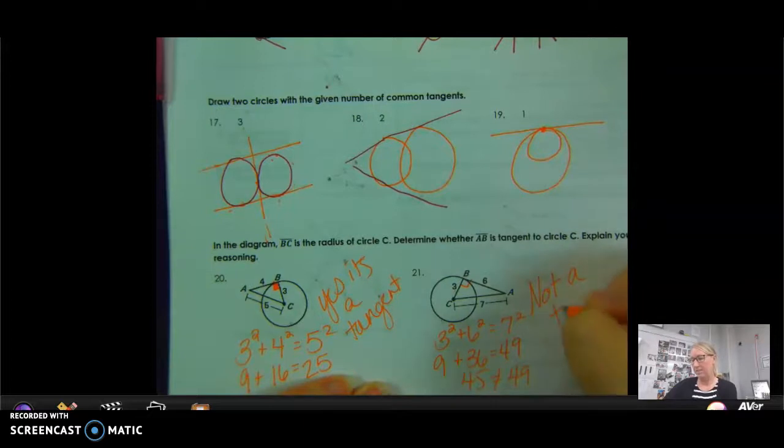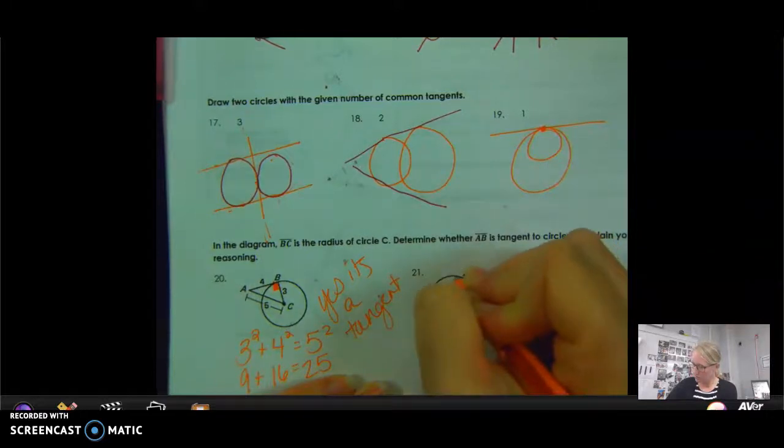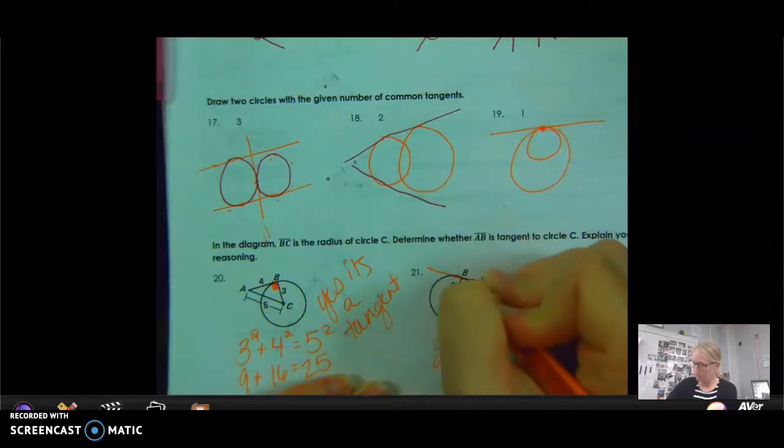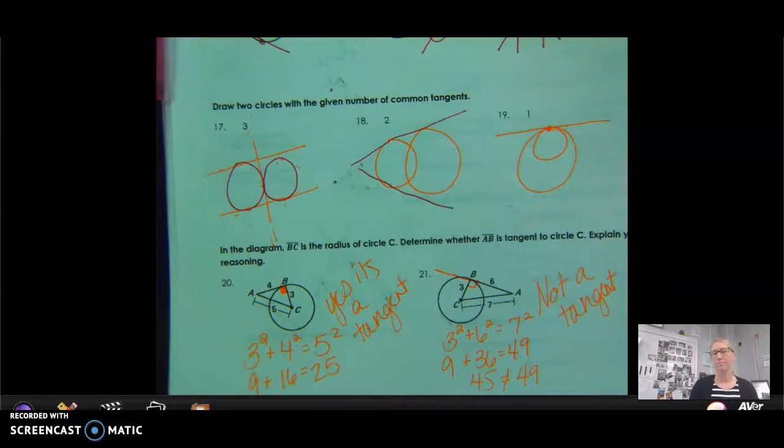Meaning it would actually be a secant, because what's going to happen there is it's actually going to go through the circle, so it's going to hit at more than one point. Okay. All right, one more page, guys.